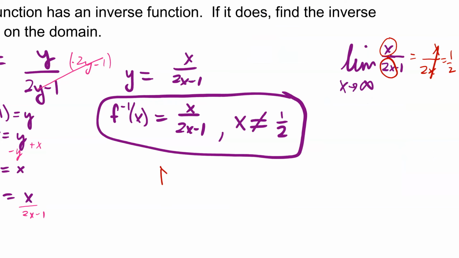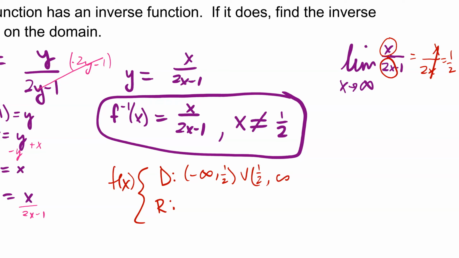So if I wanted the domain of my function, my domain is all numbers except 1/2. So it'd be negative infinity to 1/2, union 1/2 to infinity. But my range, that's weird as well, because literally, we just talked about how the end behavior is approaching 1/2 from both sides, but it's not actually ever equaling. Y is never equaling 1/2. So my range is actually negative infinity to 1/2, union 1/2 to infinity.